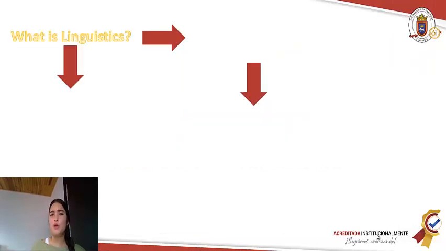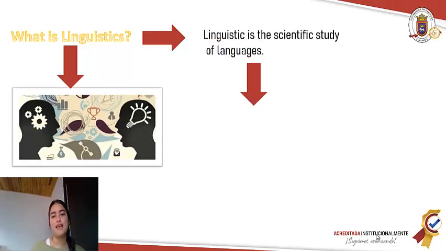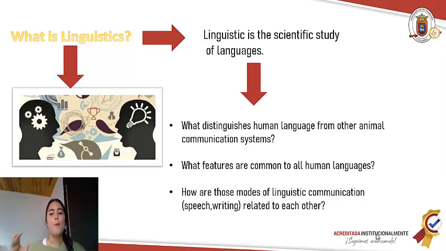Let's start. What is linguistics? Linguistics is the scientific study of languages. It works on a specific language and its main purpose is to understand the nature of a language by asking the following questions. What distinguishes human language from other communication systems? What features are common to all human languages? And the last one, how are those modes of linguistic communication, speech and writing, related to each other?